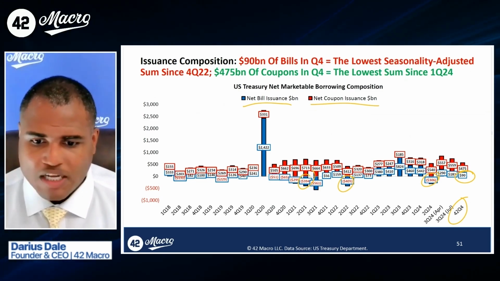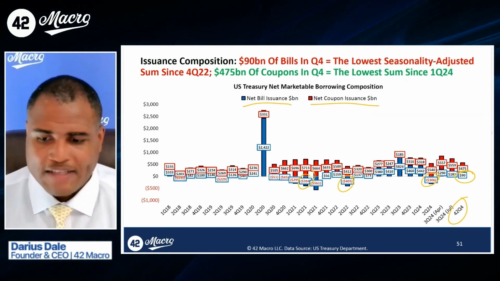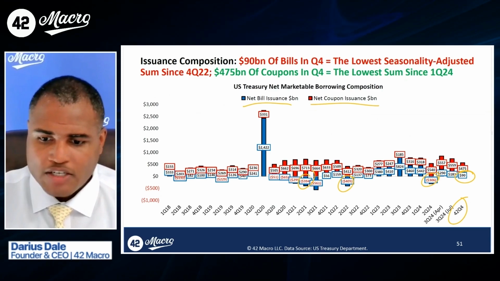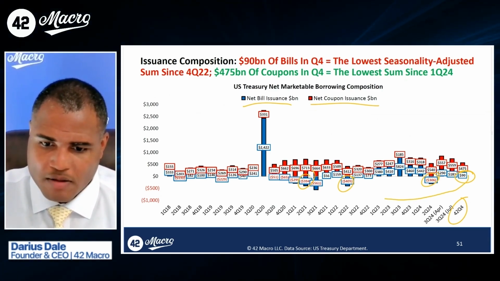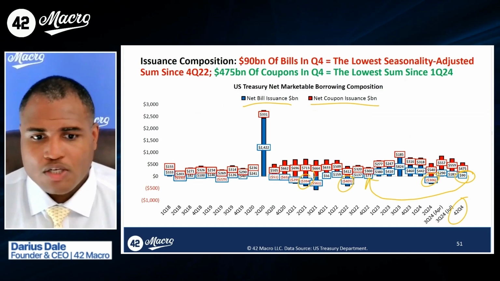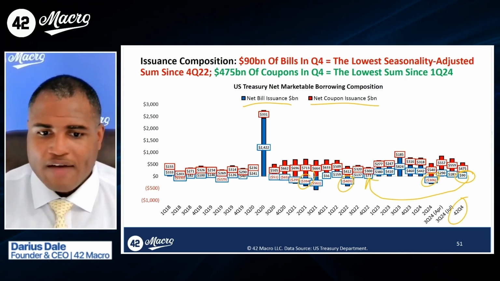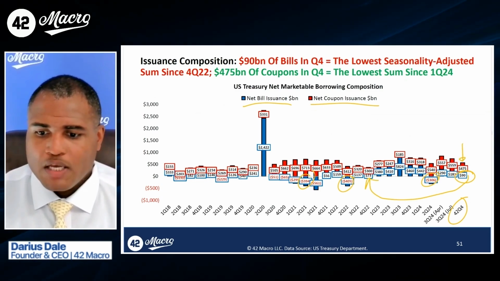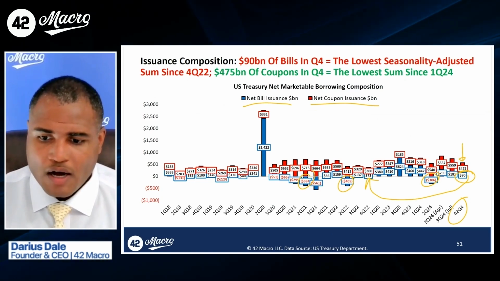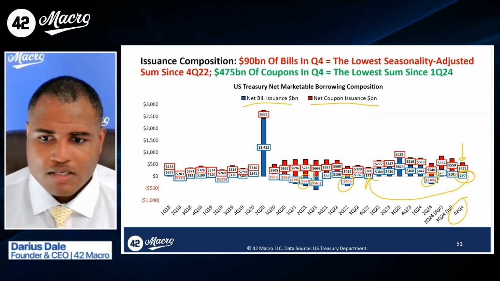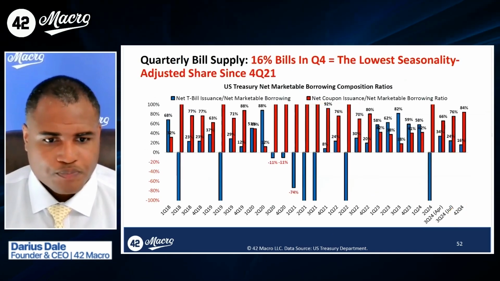So typically bills decline in the second quarter. If you ignore that and just skip all those, what's the quarter in which we had the least amount of bills prior to this? Fourth quarter of 2022. But on the flip side, we have only $475 billion of coupons expected to be issued on a net basis in Q4. That's the lowest sum since the first quarter of 2024.